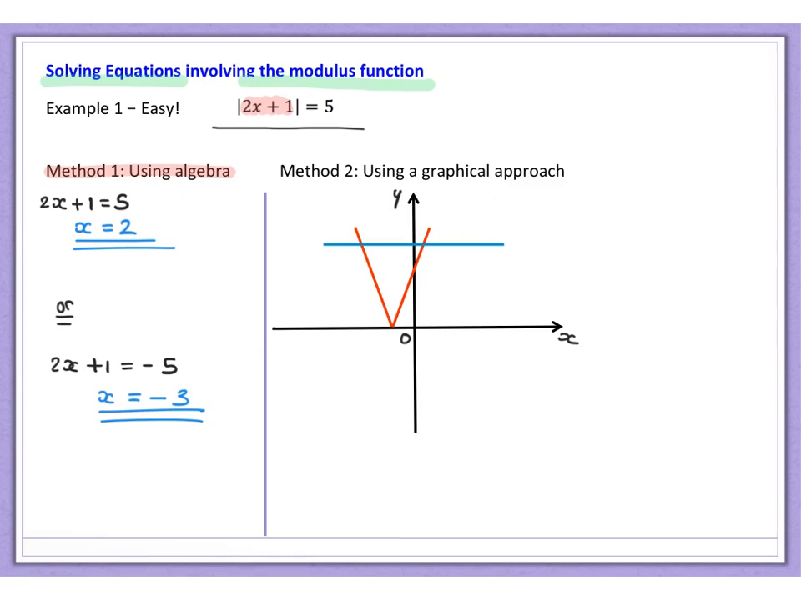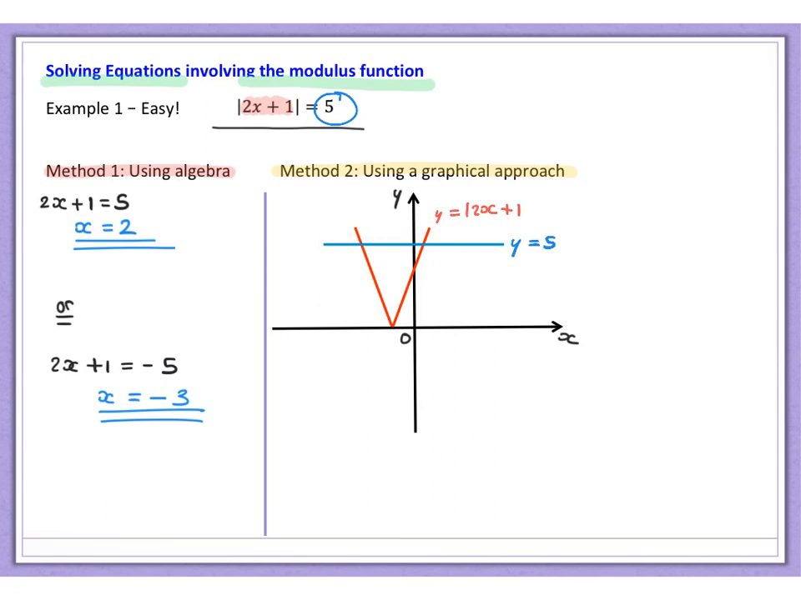Let's now have a look at the second method, which involves using graphs. So I've sketched in advance the graphs of y equals mod 2x plus 1, which is the left-hand side of our equation, and then the right-hand side of our equation, y equals 5. You can sketch this by hand now that we've looked at performing the transformations. You can also sketch these on your graphical calculator or using the Desmos software or using the Autograph software or another graph drawing package. And you can see that there are 2 intersections.